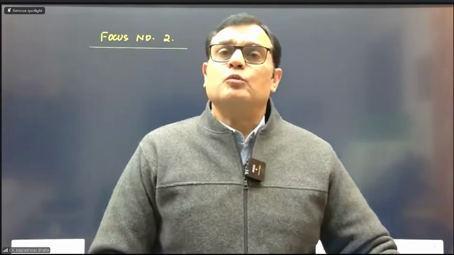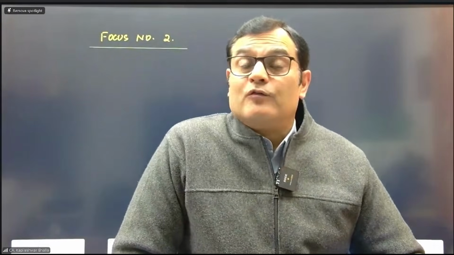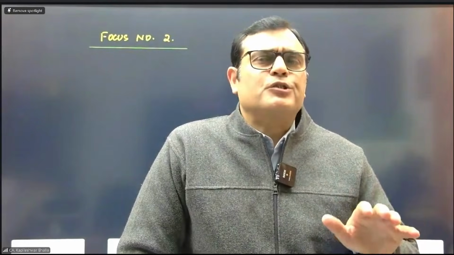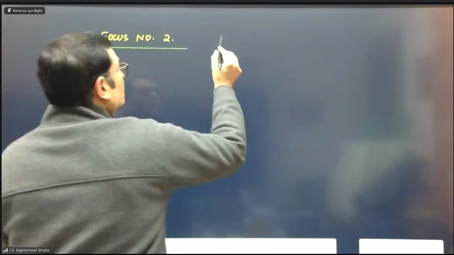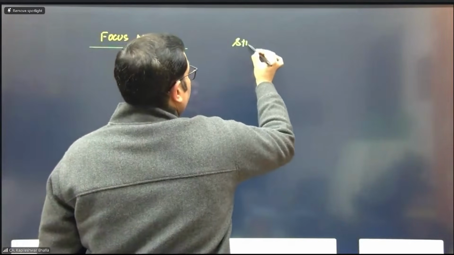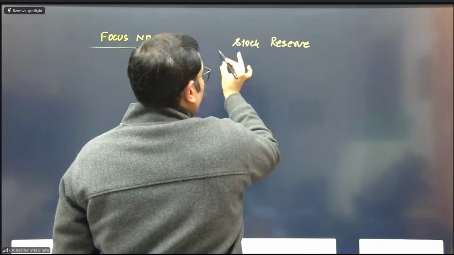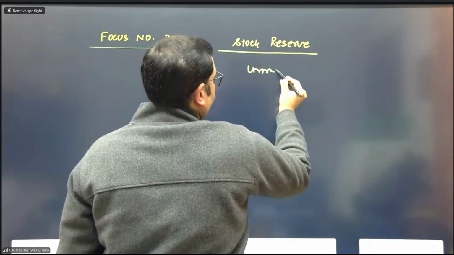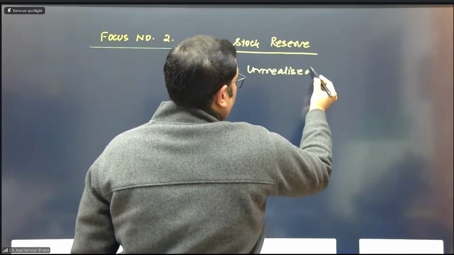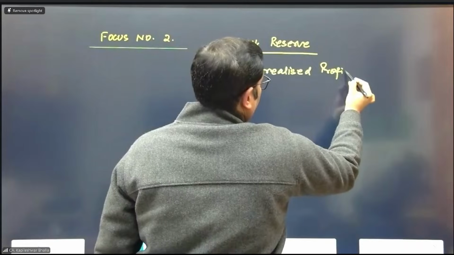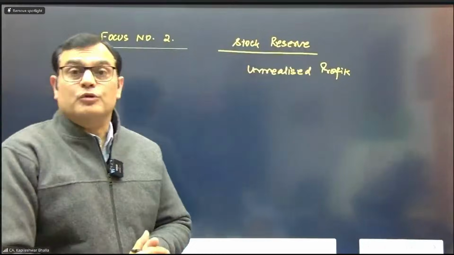In fact, the focus number 2, which I am discussing, is one of the adjustments, and that is unrealized profits, or you can say stock reserve. It's not that I'm not discussing the other adjustments, but for the time being, this is one of the most common kind of adjustments which you can confront. So in terms of focus number 2, we're looking at the elimination of the stock reserve, or you can say the elimination of the unrealized profits on account of unsold goods.